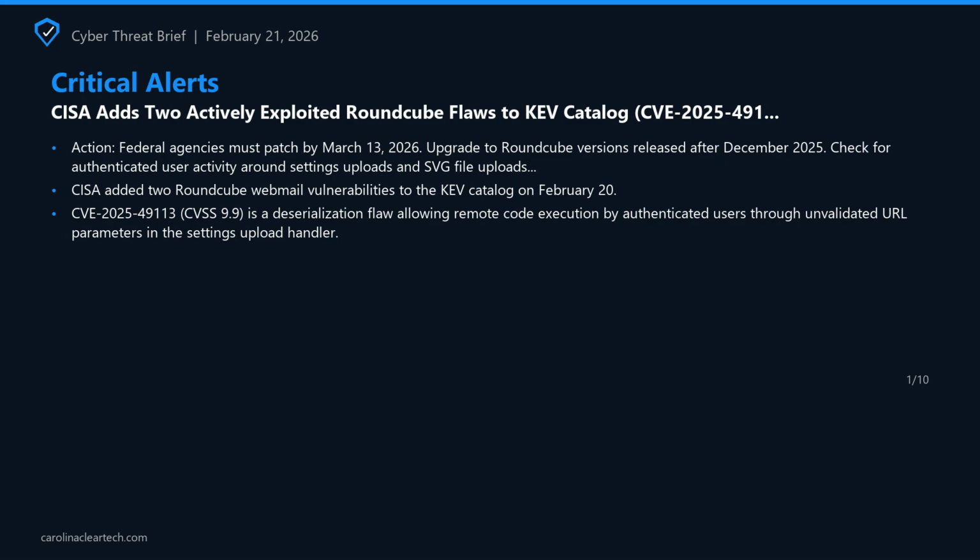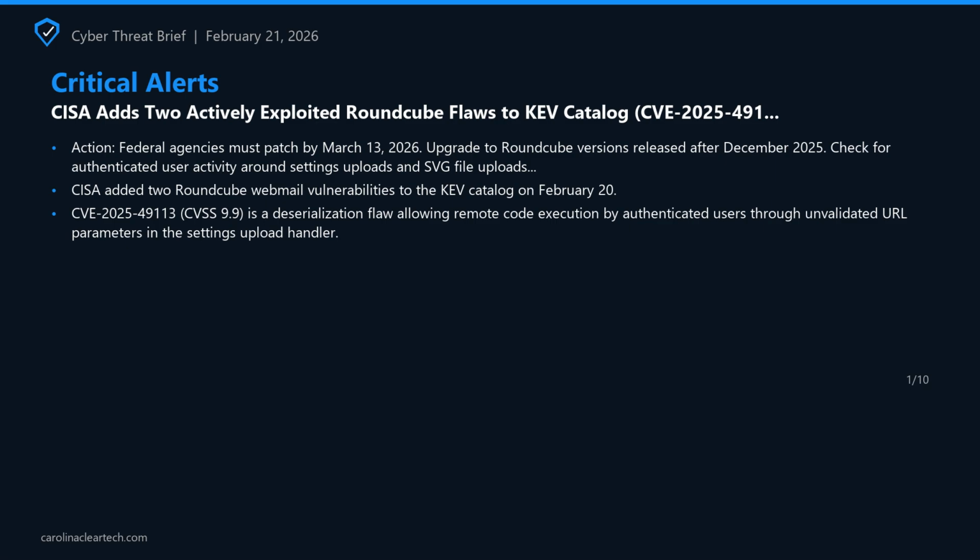CISA, the Cybersecurity and Infrastructure Security Agency, adds 2 actively exploited Roundcube flaws to KEV, the Known Exploited Vulnerabilities Catalog: CVE-2025-49113 and CVE-2025-68461. CISA added 2 Roundcube webmail vulnerabilities to the KEV catalog on February 20.